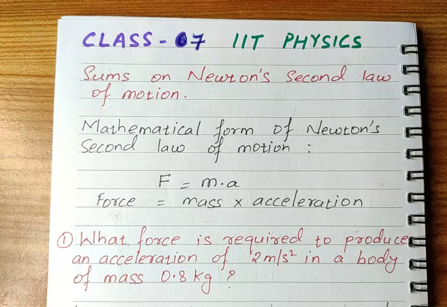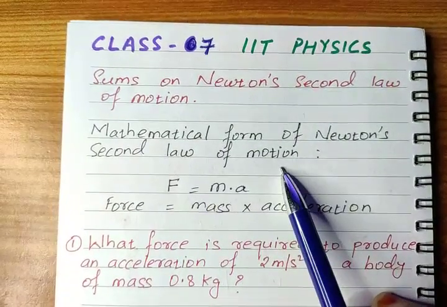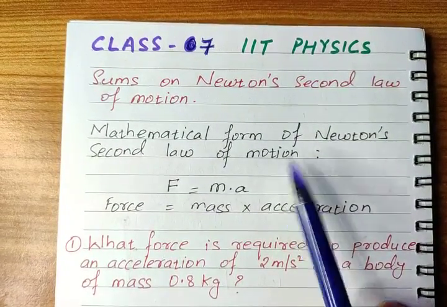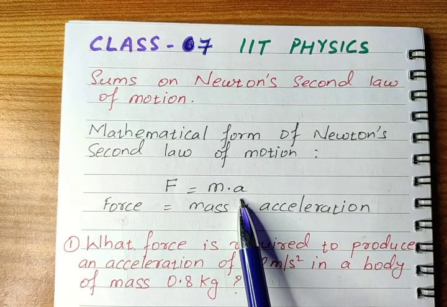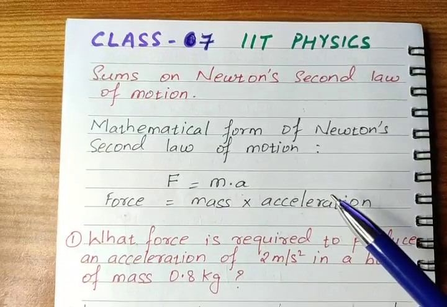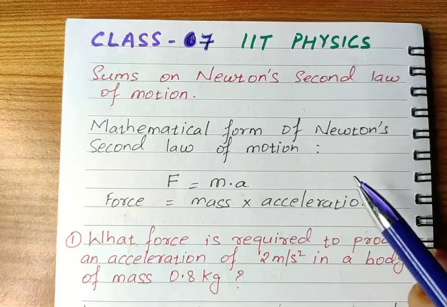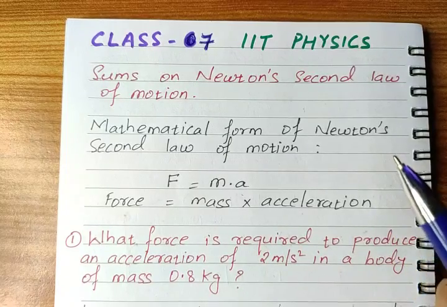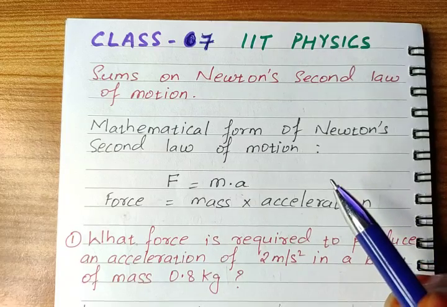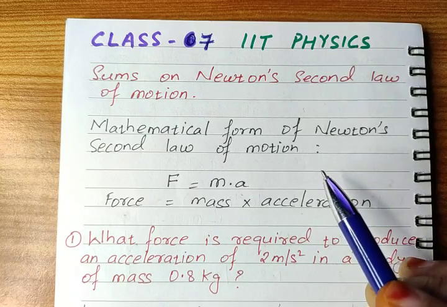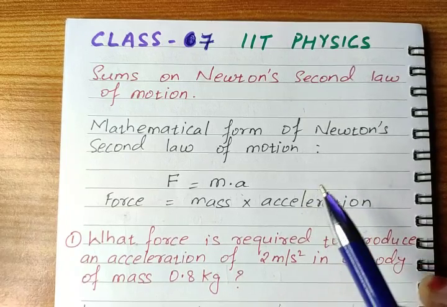So let's start. Children, the mathematical form of Newton's second law of motion we already studied. The mathematical form is force equals mass into acceleration. Whenever we apply force on any body, whether it is at rest or in motion, its velocity will necessarily change. Its velocity can increase or decrease.